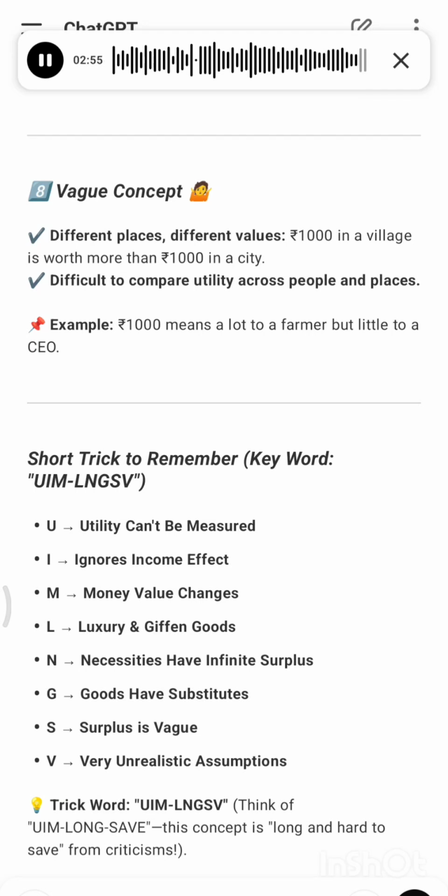V, very unrealistic assumptions. Trick word, UIM-LNGSV. Think of UIM long save. This concept is long and hard to save from criticisms.